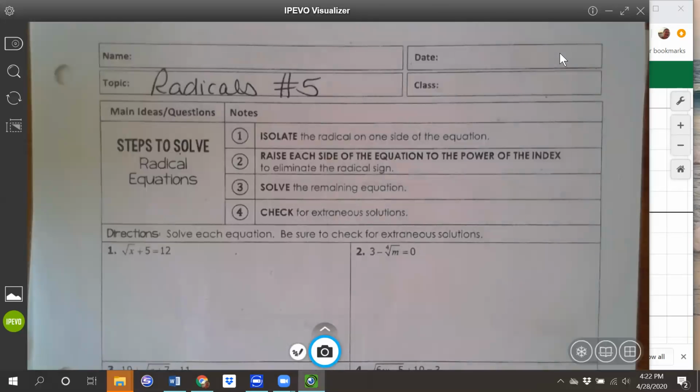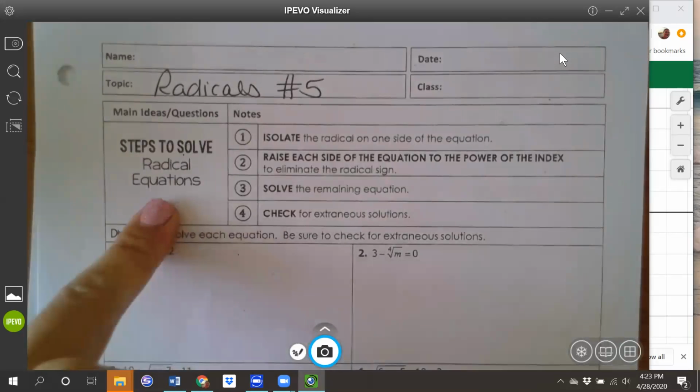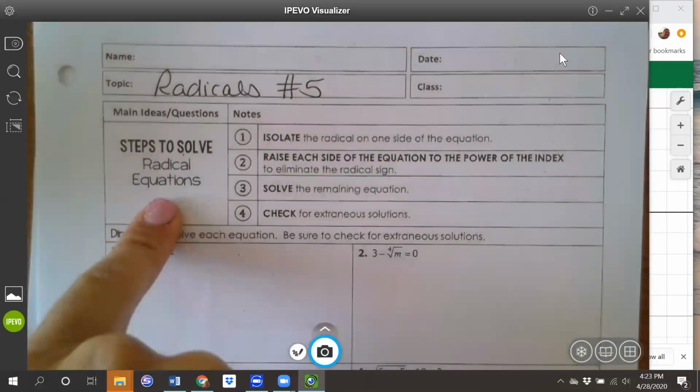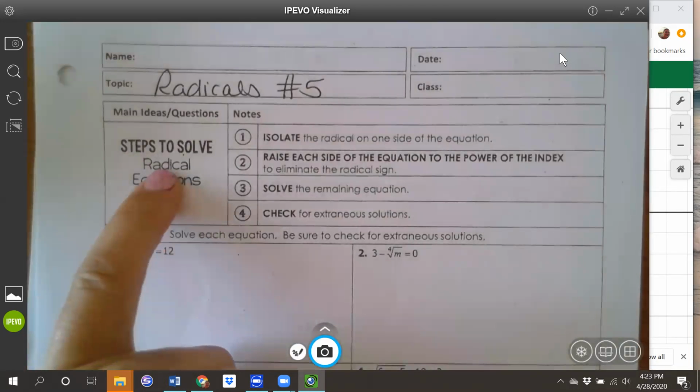So today we are going to take a break from simplifying radicals and using our radical rules to solving radical equations. So what that means is that we are going to be given equations that have roots in them. So square roots, cube roots, fourth roots, and so on. So the step-by-step is going to be just like it is when we have just a regular square root.